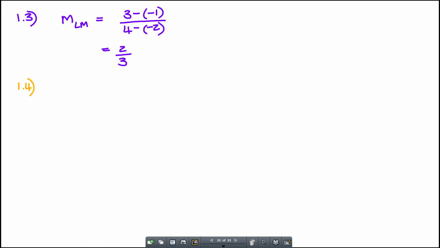Vra hulle vir my bewys vervolgens dat Kn die middelloodlyn van LM is. Now, whenever they say, I think the English wording says hence determine. Die Afrikaanse mense daai woordjie vervolgens, it basically means what you just worked out. From that, go draw this conclusion. So, die Engelse mense, dit sê gewoonlik hence.